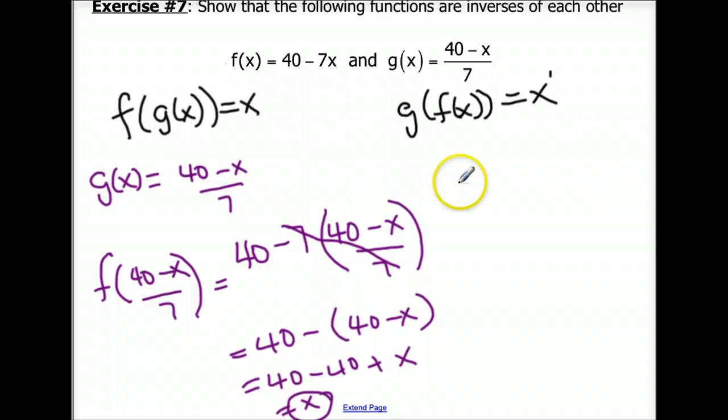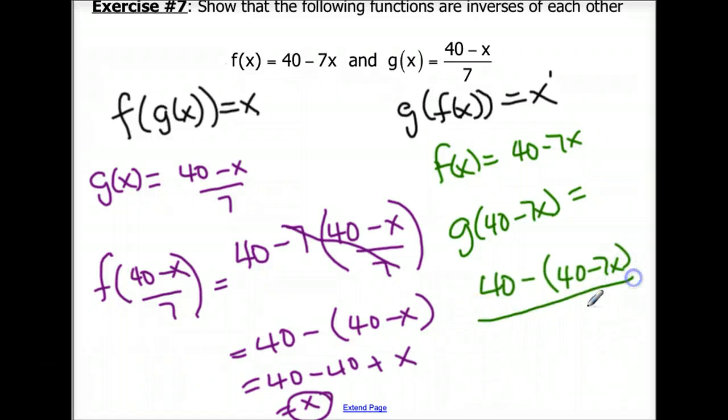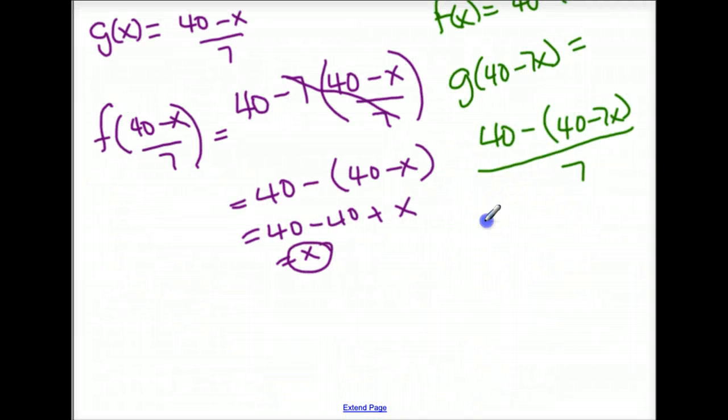So let's try this one out. I'm going to start with my inside, which is f of x, 40 minus 7x. And then I'm going to go to g, which is right here. So now I'm going to have 40 minus 40 minus 7x, I'm keeping that in parentheses, all over 7. Before I do anything, I need to distribute this negative. This becomes 40 take away 40 plus 7x all over 7.